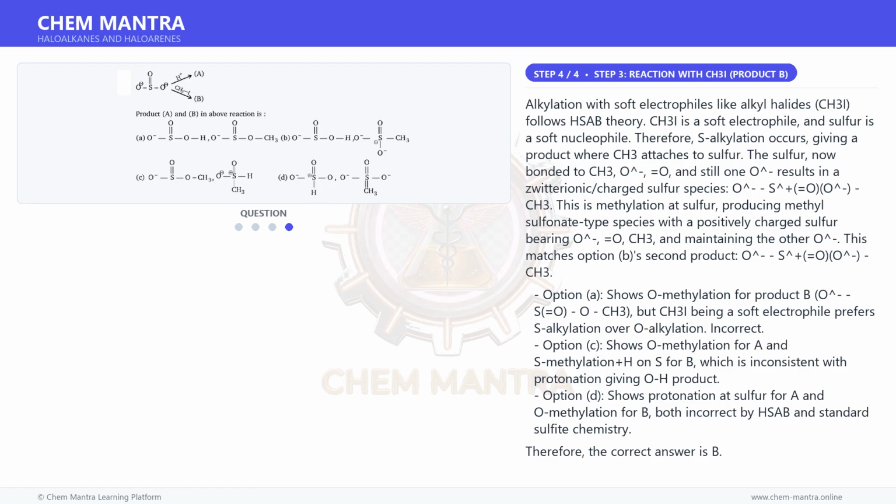Option A shows O-methylation for product B, O-S=O-CH3. But CH3I being a soft electrophile prefers S-alkylation over O-alkylation. Incorrect. Option C shows O-methylation for A and S-methylation plus H on S for B, which is inconsistent with protonation giving the OH product. Option D shows protonation at sulfur for A and O-methylation for B, both incorrect by HSAB and standard sulfite chemistry.